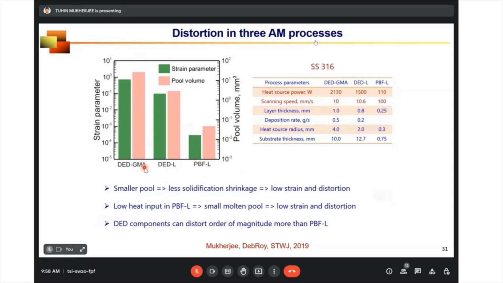On the other side of the spectrum, we have gas metal arc based process, where the power and the net heat input, which is power by scanning speed, is very high. That creates a very large molten pool, which shrinks more during the solidification process and accumulates a high value of strain.